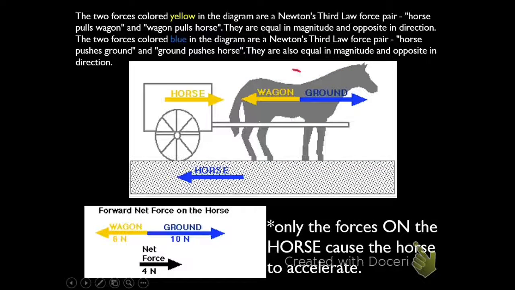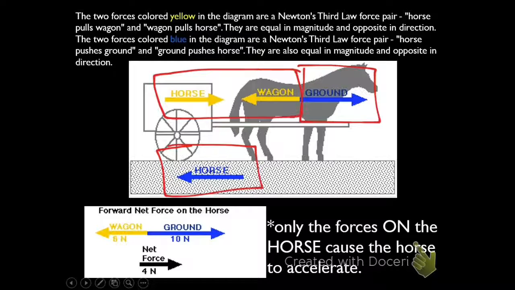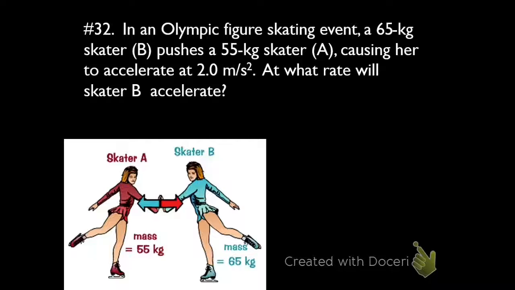So yes, forces come in pairs that are equal and opposite, but they do not act on the same object. The force on the horse, which is just fun to say, is what we care about for deciding whether or not the horse can move. Now we can actually start to do some math with this information.